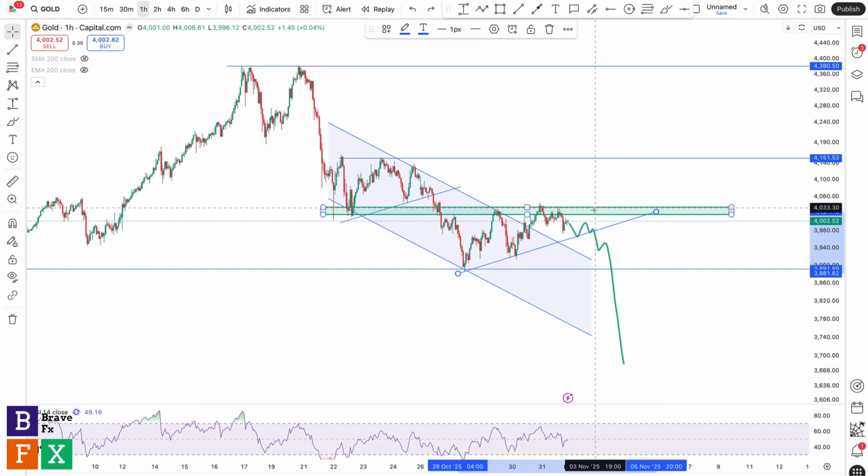But if we take out this area of resistance, that could be a confirmation of a bullish momentum to the upside in continuation of the bullish trend. So that's how I'm trading gold right now.